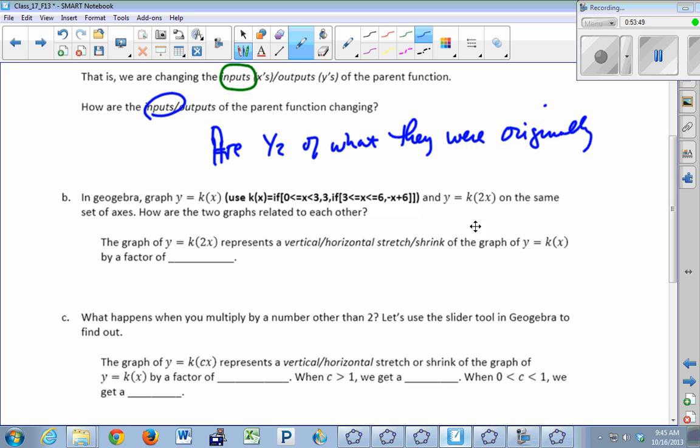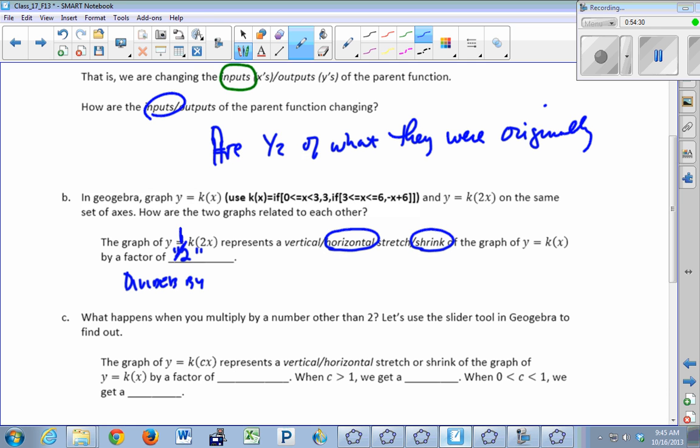So when we multiply our inputs by 2, it represents a horizontal, not stretch, but shrink, because you're making this thing happen in half the time. You're running through this whole function in half the time you originally did, because you've sped everything up in the x value. If this was a time function, you're going the same distance in half the time, basically, if you think about it as a rate of speed. So the graph of y equals k of x has shrunk by a factor of 2.